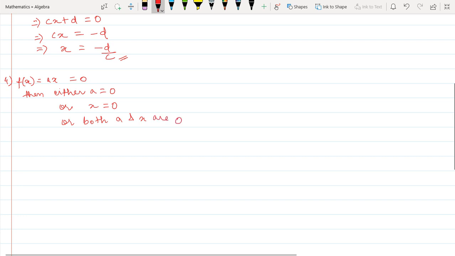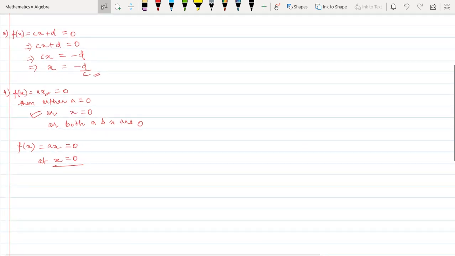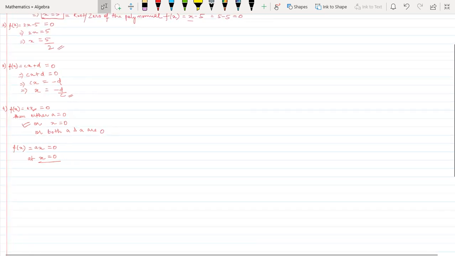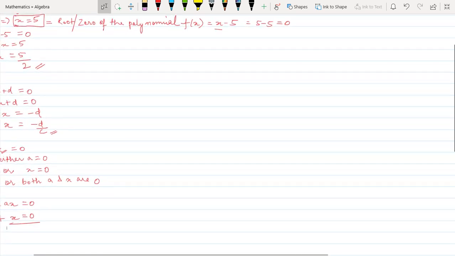Now I have to actually find the value of x where a of x is equal to 0, and that condition is satisfied by this part. So f(x) is equal to a of x is equal to 0 at x is equal to 0. So this is the solution to finding the zero or the root of a polynomial. So remember this well.